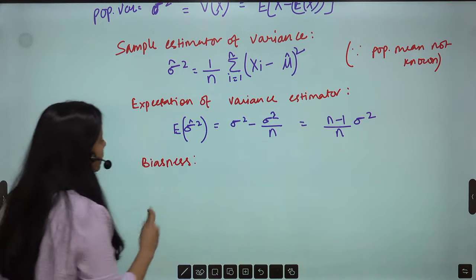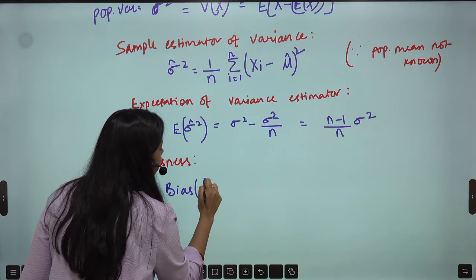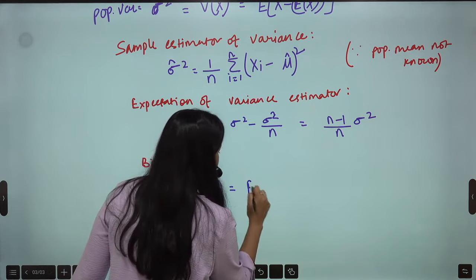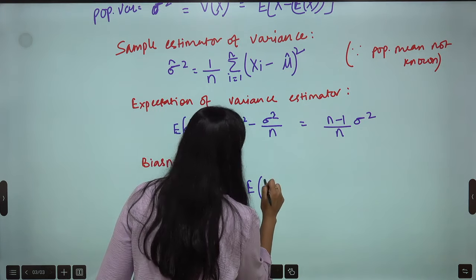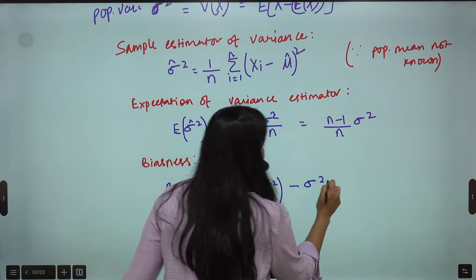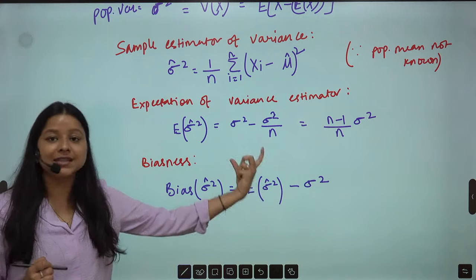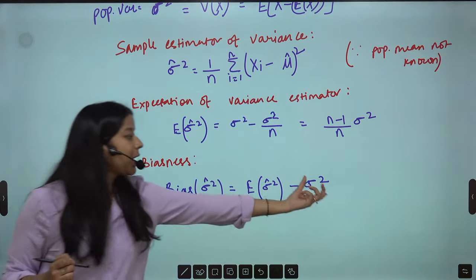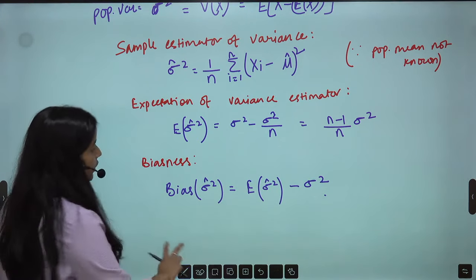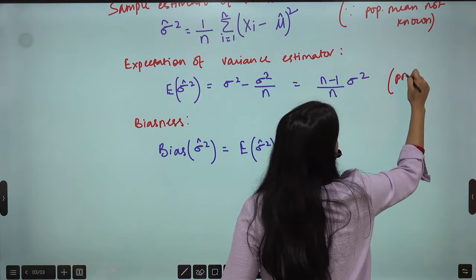Now if I want to calculate biasness, how will I calculate biasness? Do you remember the formula now? Expectation of estimator, का variance estimator minus the population value, population parameter. ठीक है. Now I have given you this. The proof is not needed.